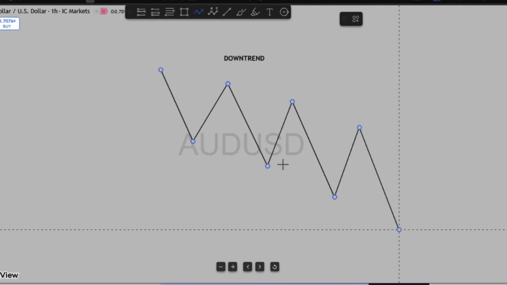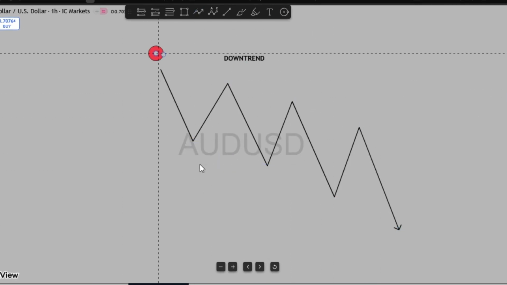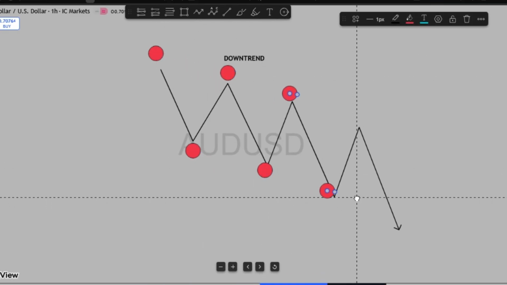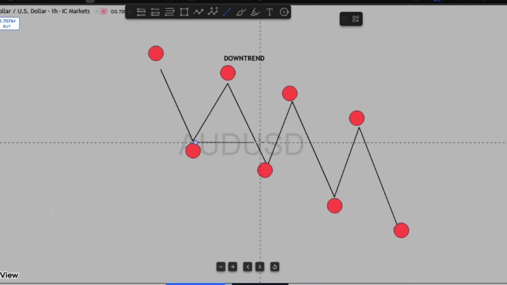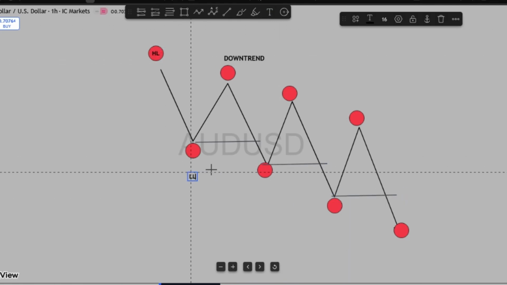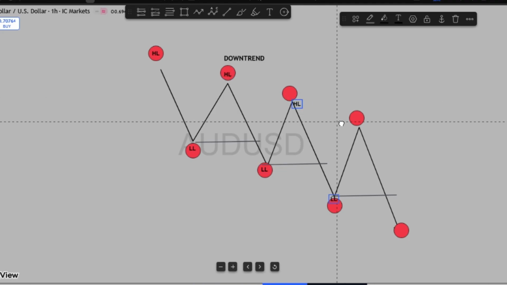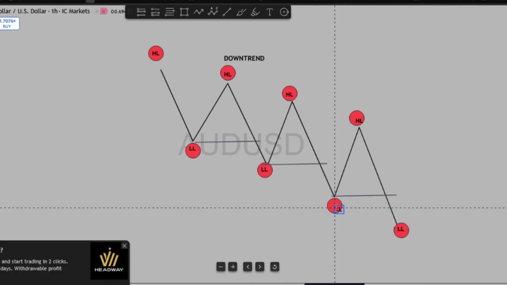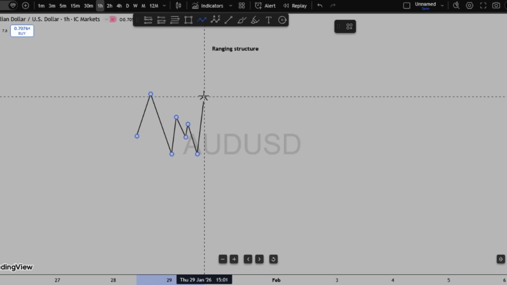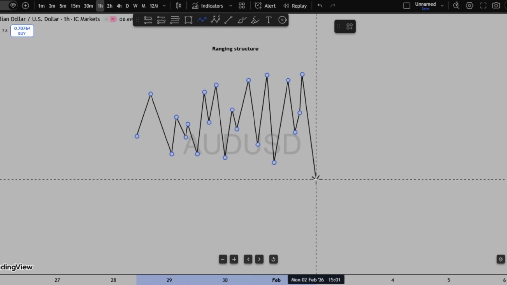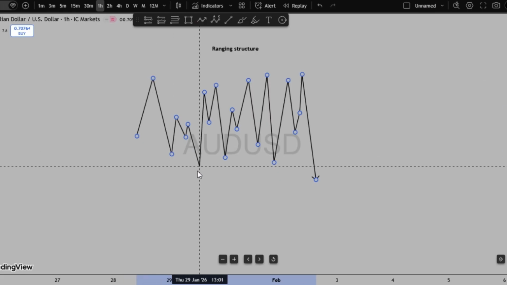Downtrend. Lower highs and lower lows. Each rally fails to break the previous high. Each drop breaks below the previous low. Bears are in control. Same concept, opposite direction. Ranging structure. Price moving sideways between a clear high and a clear low. No direction. No control. Just indecision.